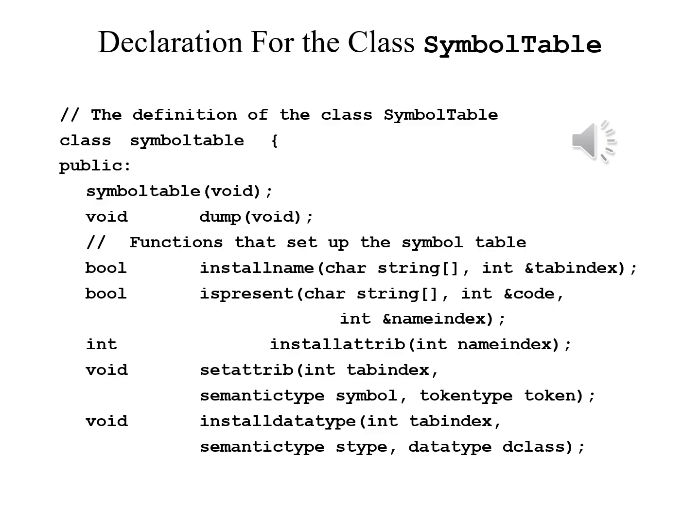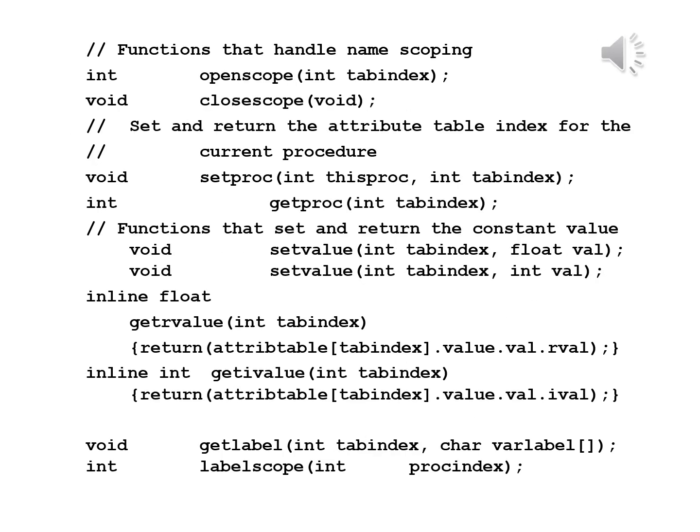Install attrib creates entries in the attribute table. Set attrib sets the semantic type and data type for a given entry. Install data type installs just the data type for a given entry. Open scope will open the new scope for a specified identifier. Close scope closes an entire scope when we have finished scanning the procedure in question.